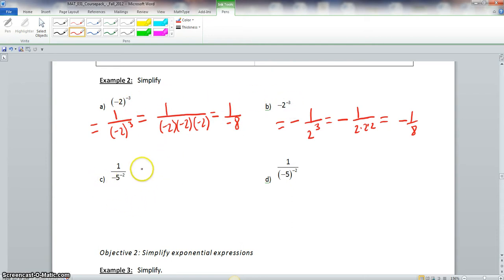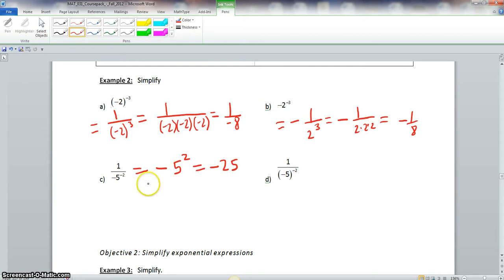Okay, now we have C. We have 1 over negative 5 to the negative 2 power. Again, this negative sign is not taken to this power. So what we will have here is, it'll still be negative, and then it'll be 5 to the second power, which would be a negative 25.